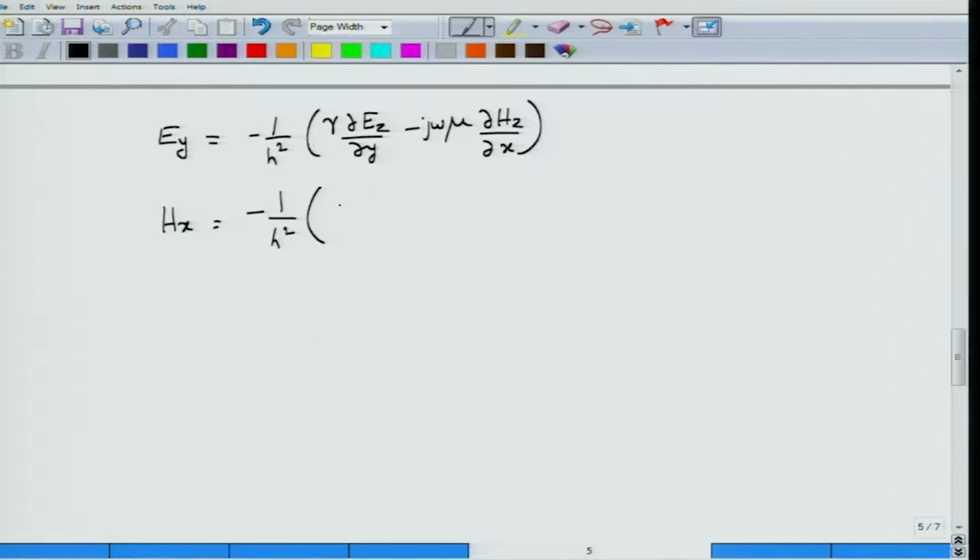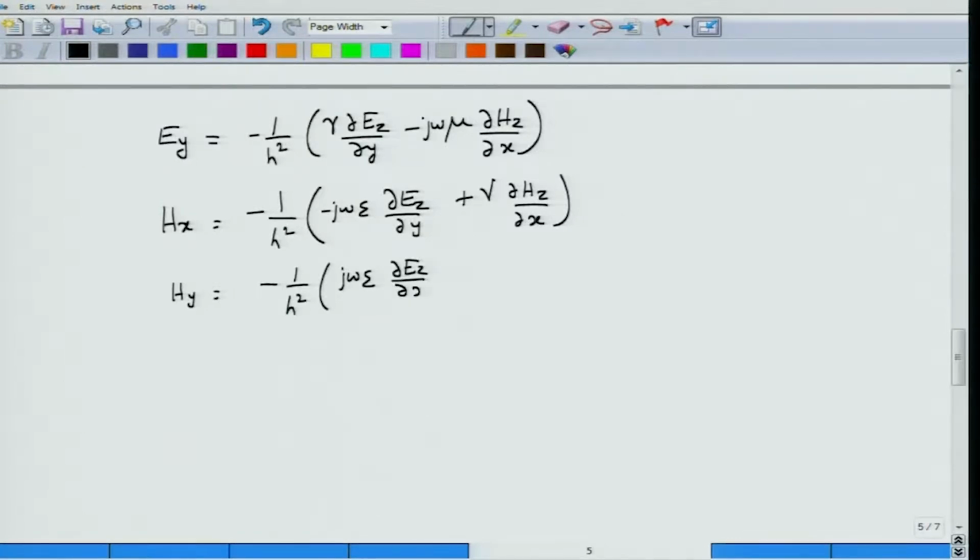Minus 1 by h square minus j omega epsilon del Ez by del y, plus gamma del Hz by del x. Finally, you have Hy, right? Hy is minus 1 by h square j omega epsilon del Ez by del x plus gamma del Hz by del y. Okay.